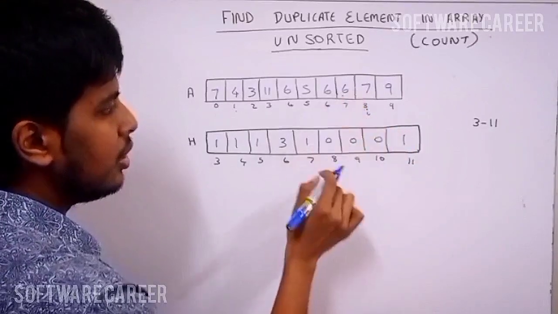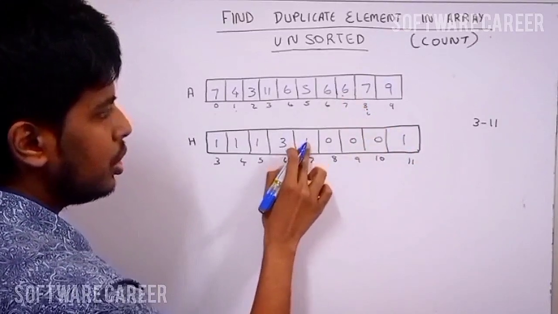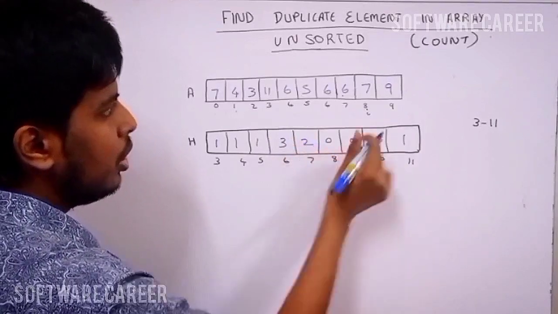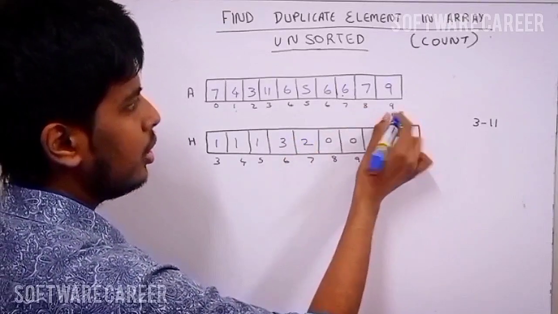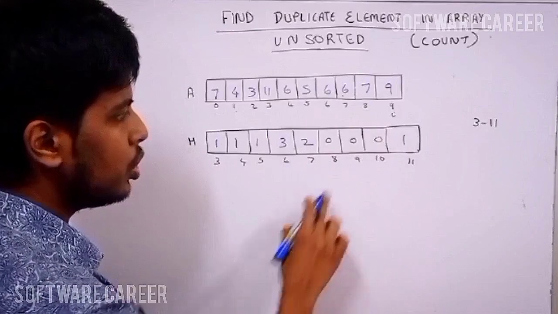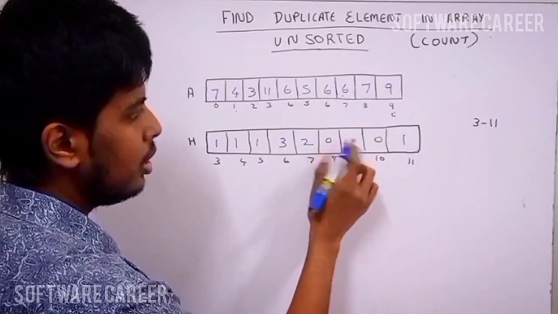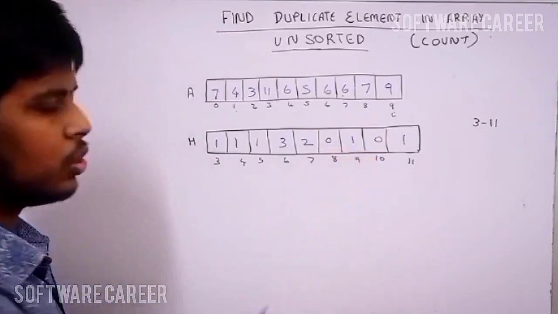Now I is here and 7 is there, so you check the 7th index and increase the value by one. So it becomes 2. Now I is at 9, and 9 is present here, so you search the 9th index and increase the value by one. So 0 turns to 1.